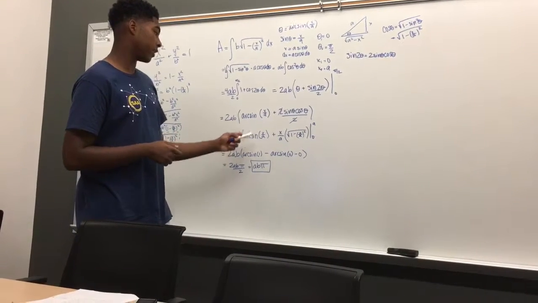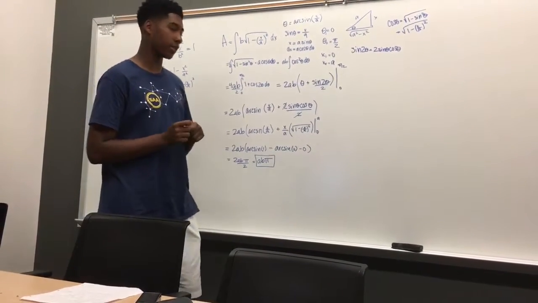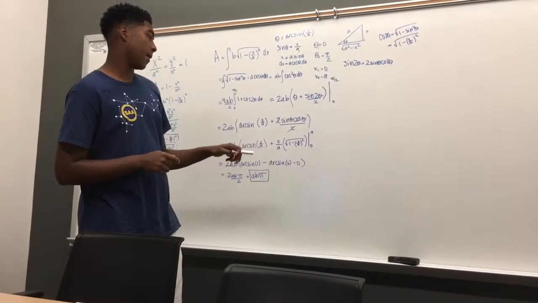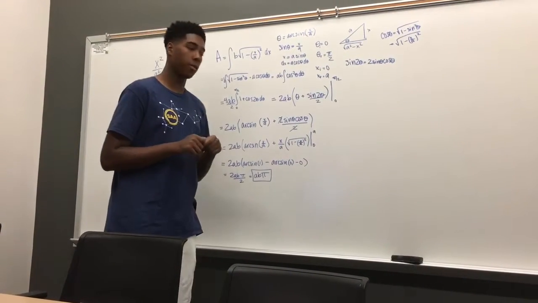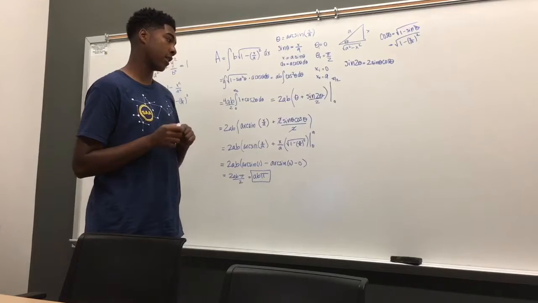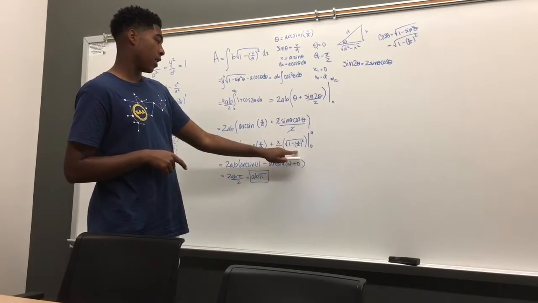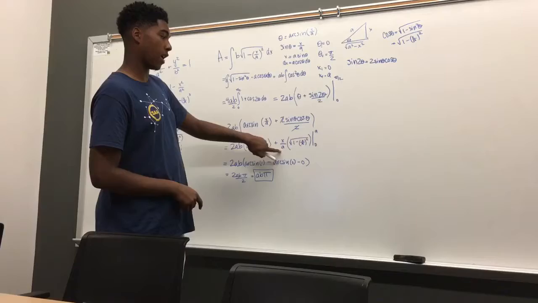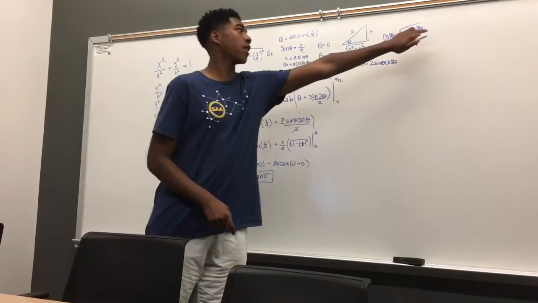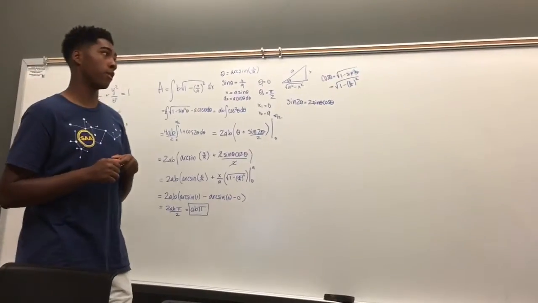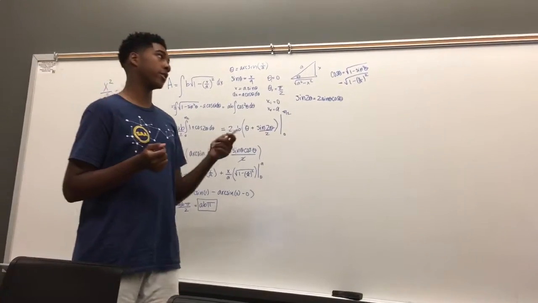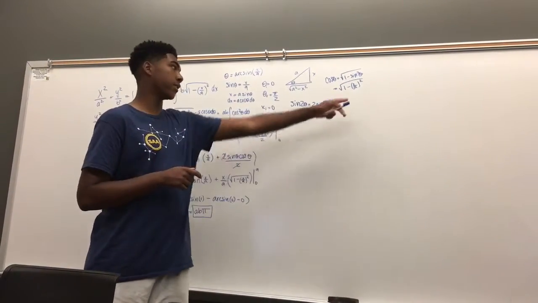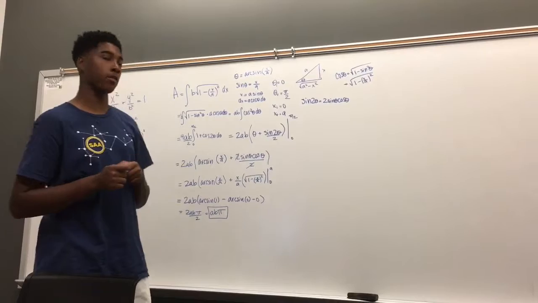So eventually you get down to 2ab times arc sine of x over a plus x over a times the square root of 1 minus x over a quantity squared. This comes from sine theta being just x over a, and cosine theta equals the square root of 1 minus sine squared theta, and we already said that sine equals x over a. So that'll be the square root of 1 minus x over a squared.